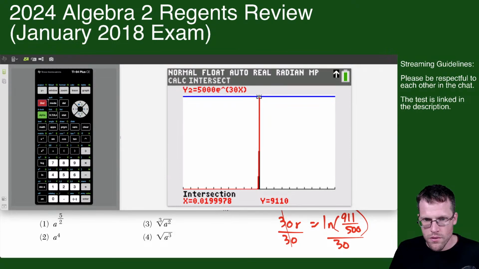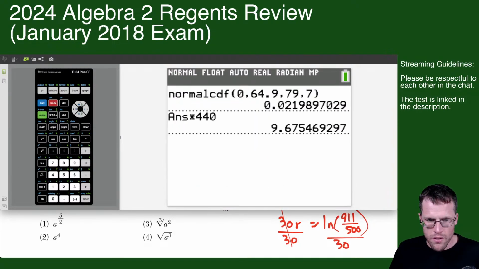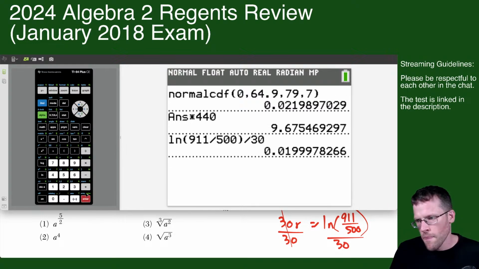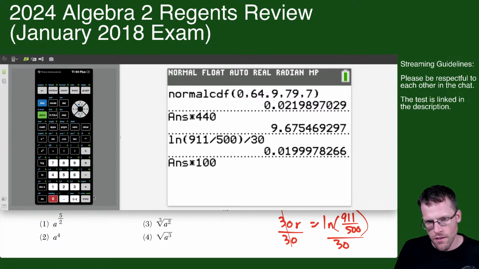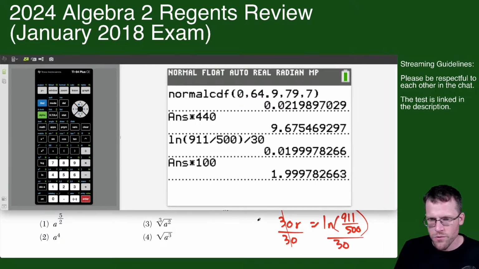Moment of truth. Otherwise, math is broken. So let's see, divided by 30. And it is the same thing. 2%. If you want to turn a decimal to a percent, just do times 100. And that's almost 2, so 2%.